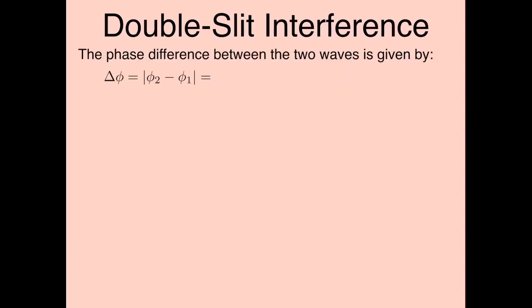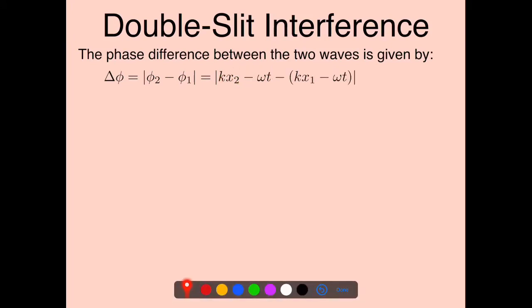Next, we'll think about how to write down the phase difference between these two waves. In general, the phase difference is given by delta phi equals the absolute value of phi 2 minus phi 1, where each phi value is just the argument of the sine function, in other words, the quantity inside each of the sine functions for our two waves. So we have k x2 minus omega t for the second wave, and k x1 minus omega t for the first wave, and we're subtracting these two phi values.